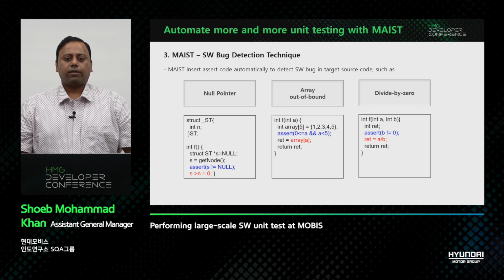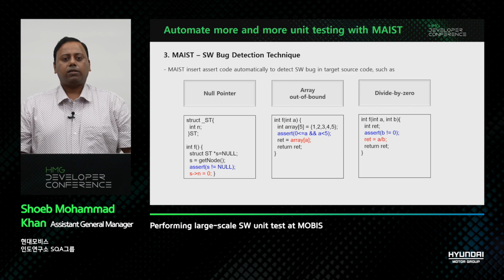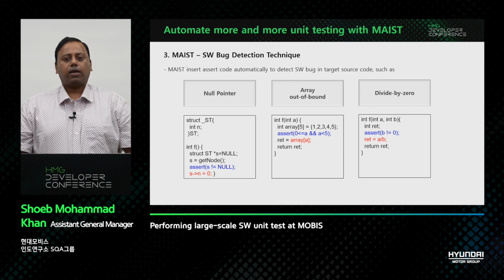test failure information. For instance, in case of a null pointer scenario, MICE automatically inserts assert code just before accessing a structure pointer variable named S. When the getNode function returns a null value, the assert result will register as failed, and the test log will capture the details of the test case failure.